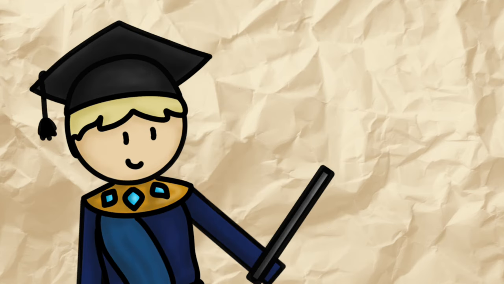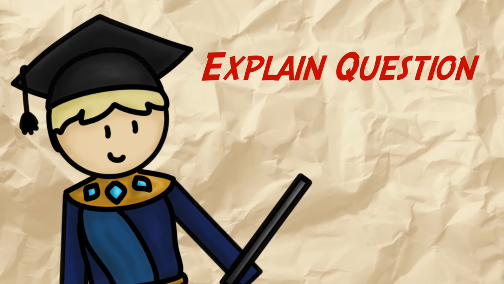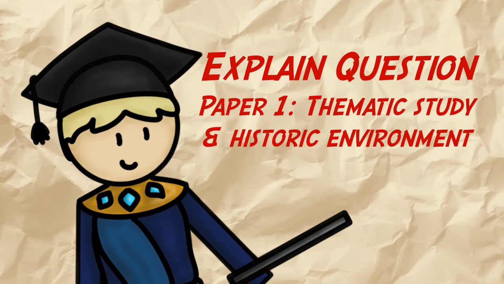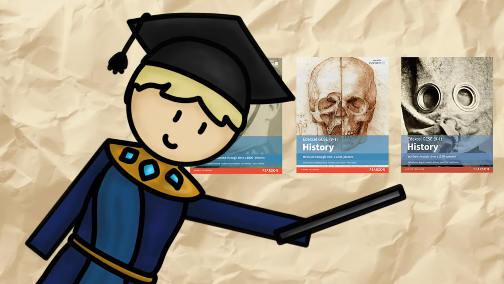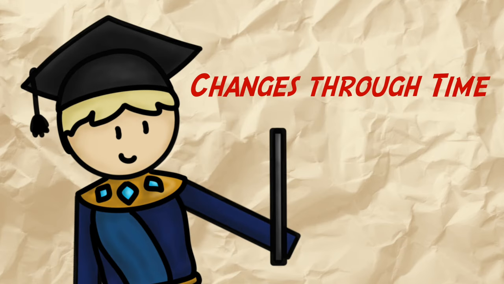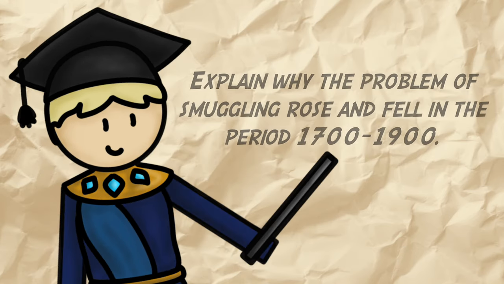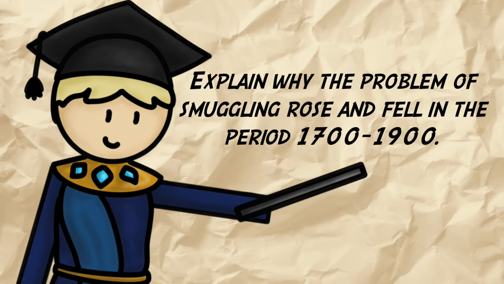There is one more important thing you should bear in mind, however. And this applies when you're responding to an explain question from the change and continuity study. So that's either crime and punishment, medicine, or warfare, depending on which one you do. Some of the questions will talk about changes through time. For instance, explain why the problem of smuggling rose and fell in the period 1700 to 1900.